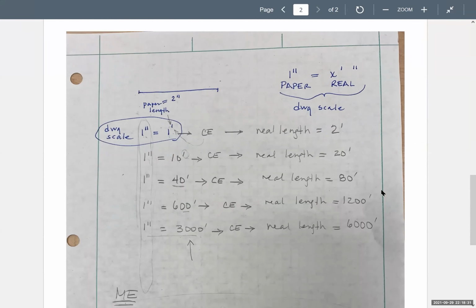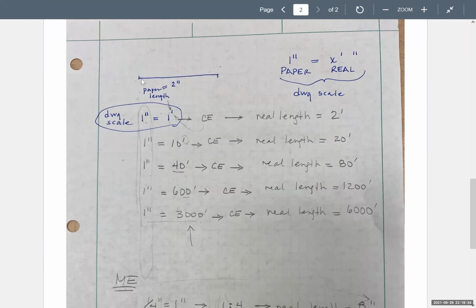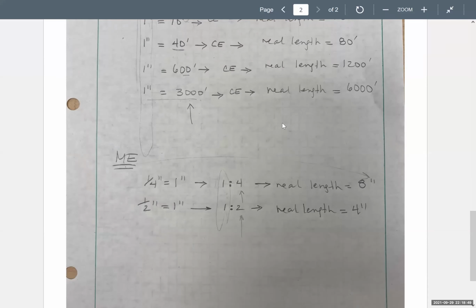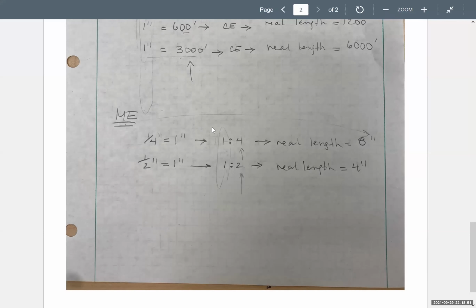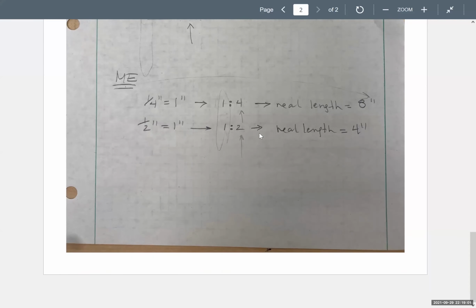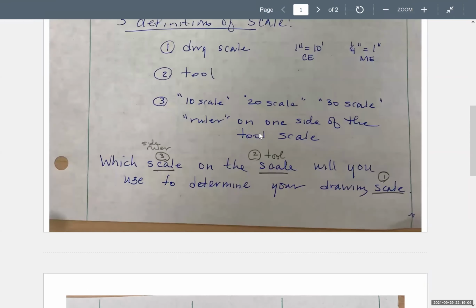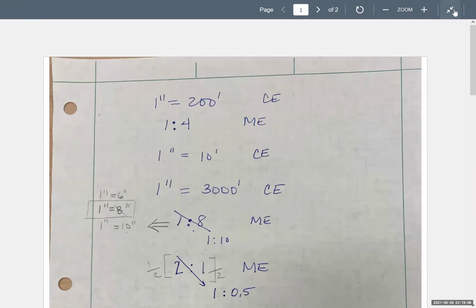And then we went into, we drew a line that was 2 inches long and we started playing with it. I started giving you a bunch of different scales. You determined that these were all civil. And then we were able to figure out what the real length was by using the tool scale. Then for mechanical, we knew in order to use the tool, we had to have the left side 1. So we converted the scale to a size, and then we measured it off the ruler. Okay, let's close this.